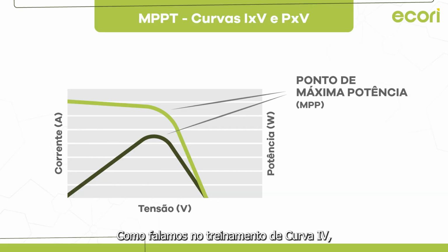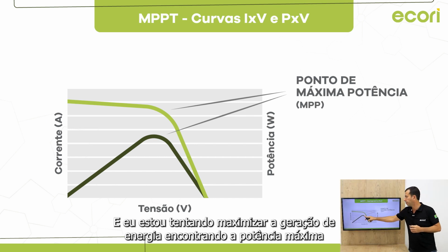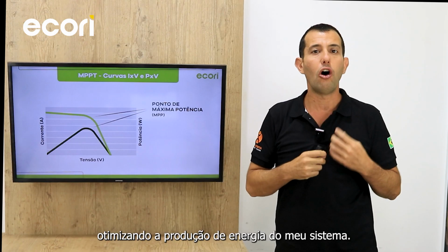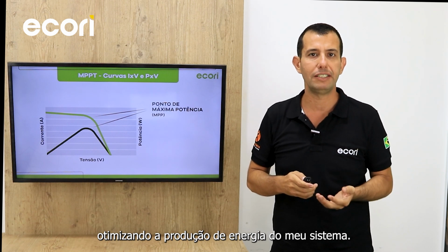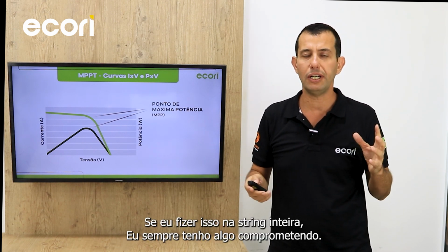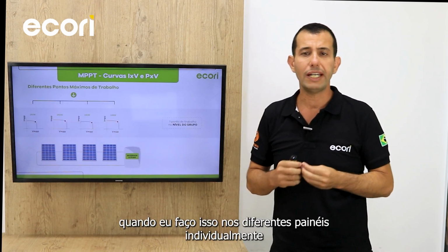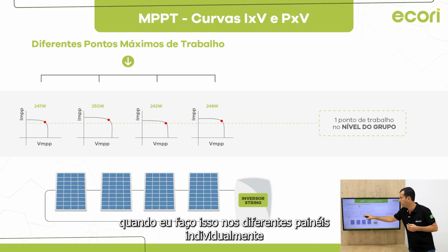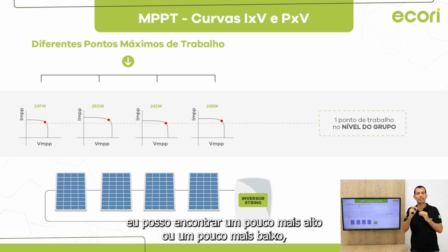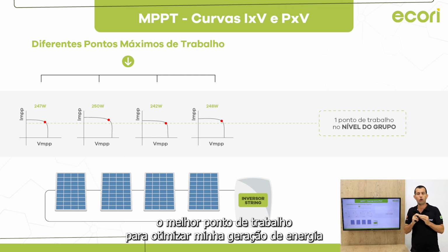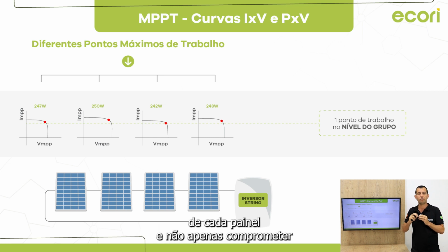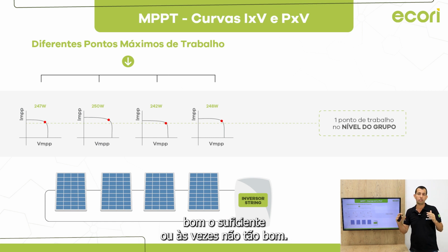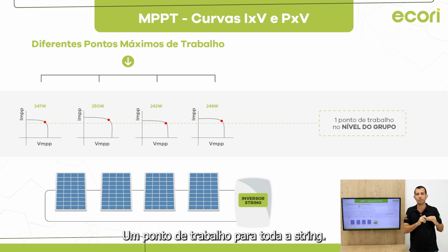As we talked in the IV curve training, every panel has its own IV curve, and I'm trying to maximize the power generation by finding the maximum power point for each and every panel, optimizing the power production from my system. If I do it for the entire string, I always have some compromise. When I do it to the different panels individually, I can find a little higher and a little lower, better working point for optimizing my power generation from each and every panel, and not just compromising on one good enough or sometimes not so good one working point for the entire string.